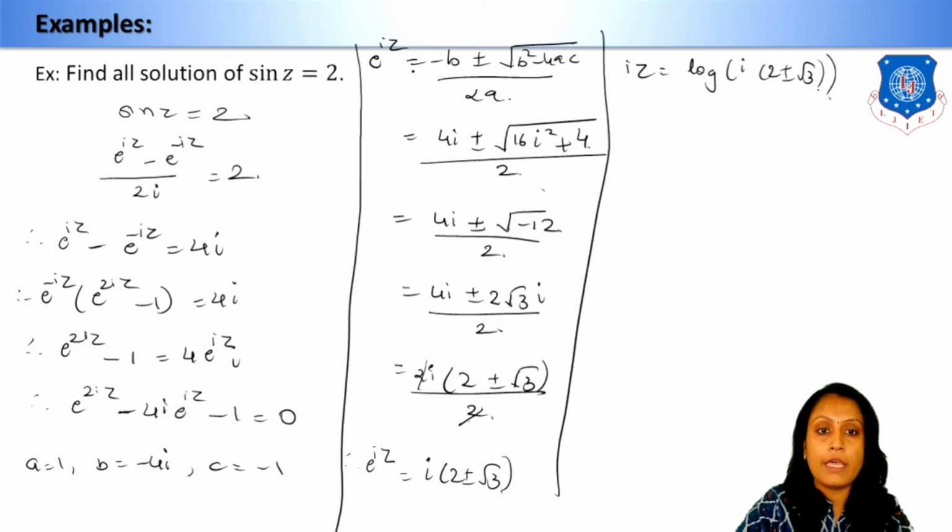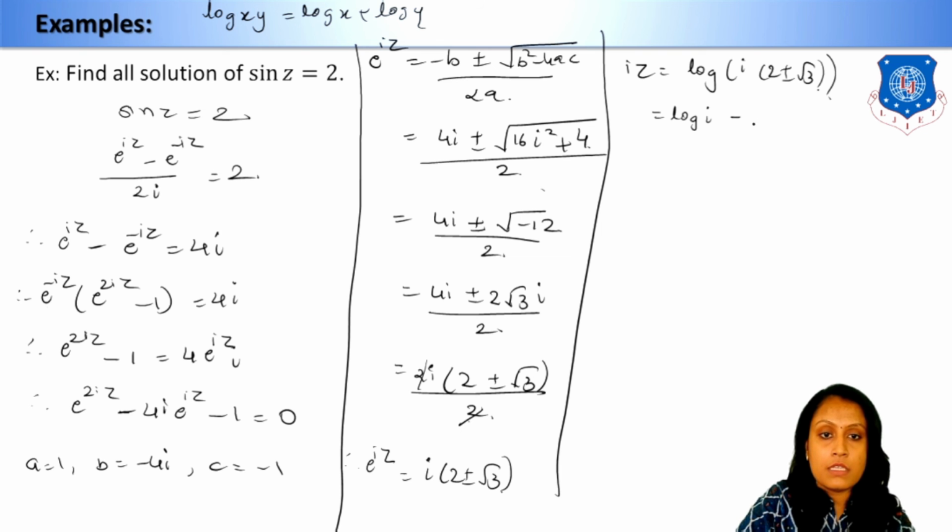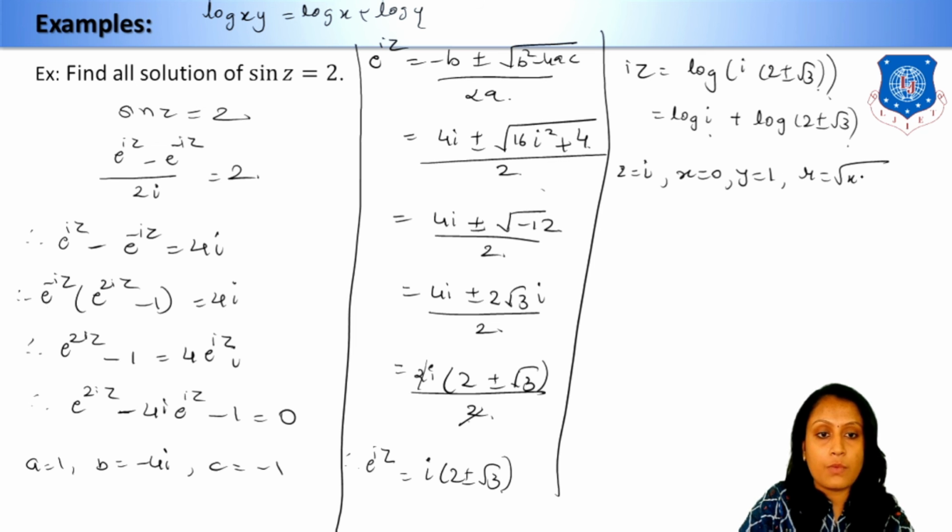Now we need to apply the formula of log xy, that is log x plus log y. So from this you will get log i plus log (2 plus or minus root 3). Now our next task is to find the value of log i. Therefore here z is i. Compare it with x plus iy. So x is 0, y is 1, right? Therefore r is what? Under root of x square plus y square, that is 1.